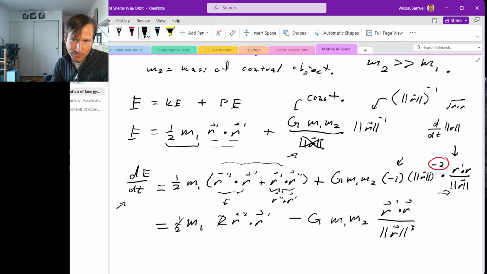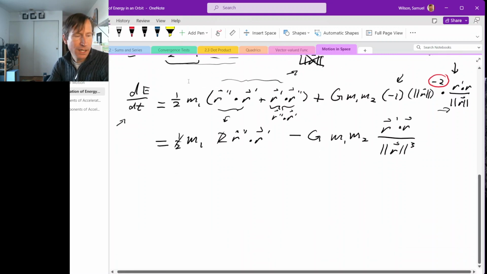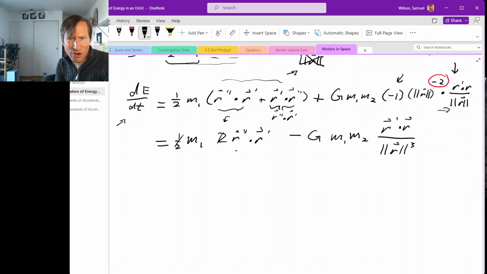Okay. So at this point, it's a little hard to know where to go, but remember this r double prime, this is acceleration. And there's only one force in this whole situation, and that force is gravity. So Newton's second law says that acceleration is 1 over mass times the force, and this mass is the mass of the object that is experiencing the force. And this acceleration is the acceleration of the moving object.